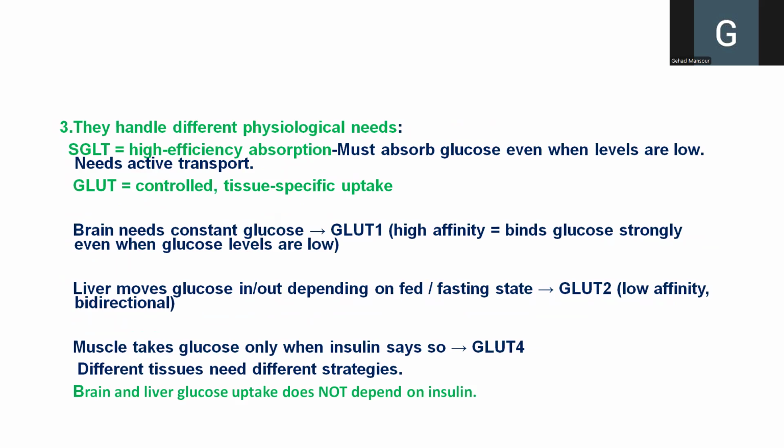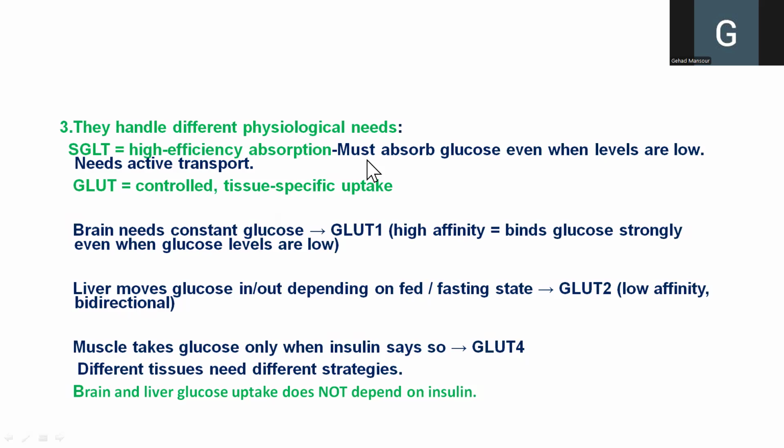The third importance of having two different types of transporters is that they handle different physiological needs. And this is almost similar to number two, because the secondary active transport, SGLT, is for high efficiency absorption, because when you use energy, you are capable of uptaking the glucose from the lumen of the small intestine or from the renal filtrate and pump it into the blood.